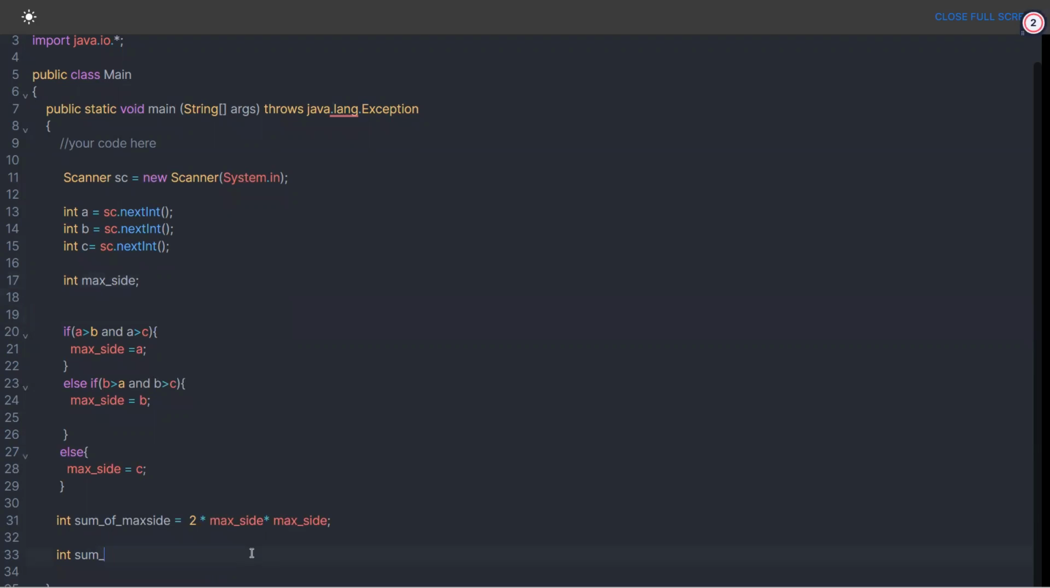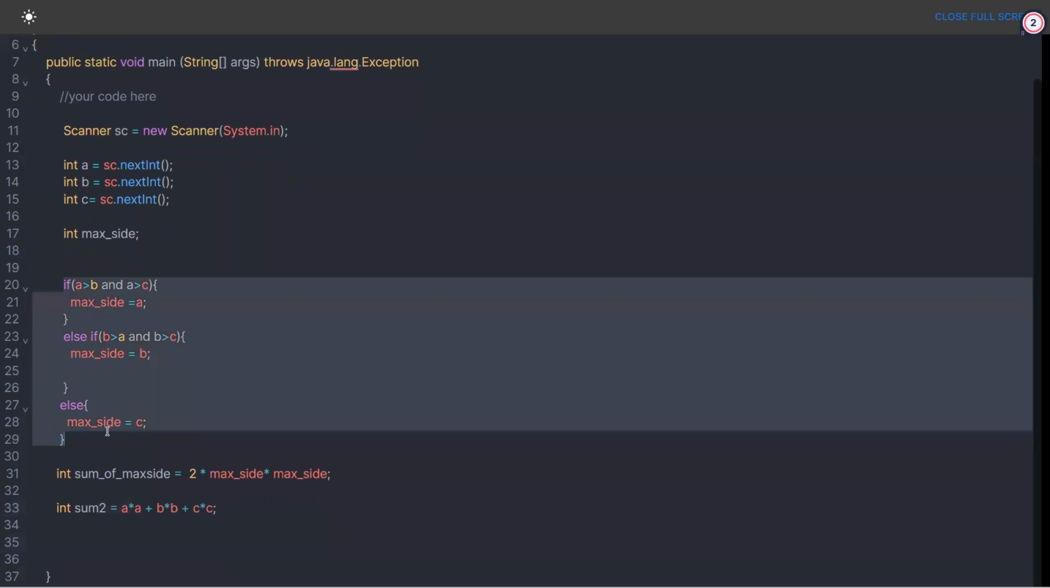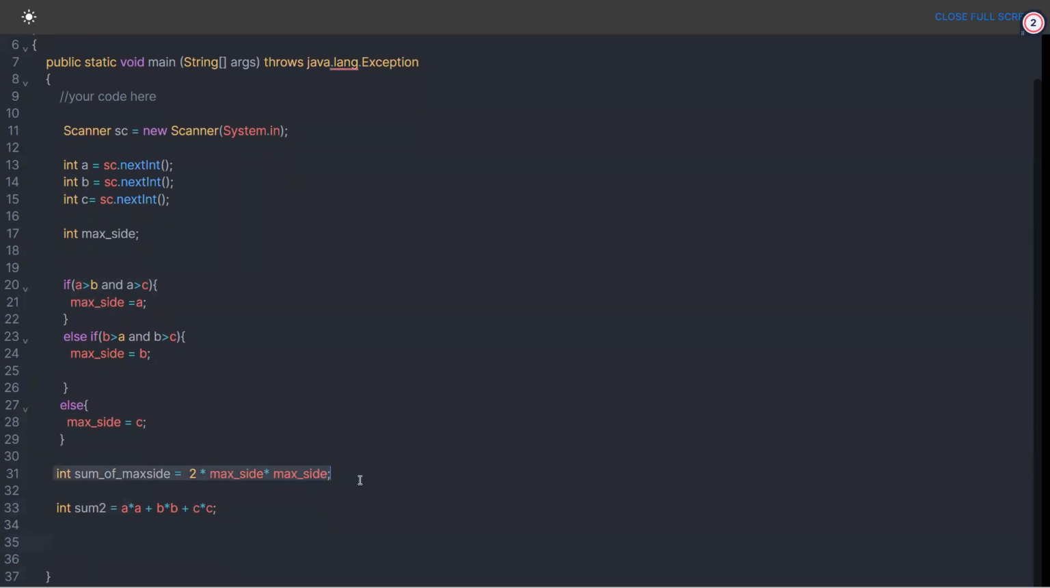So I'm calling it sum2. This is nothing but a into a plus b into b plus c into c. Now, your task 1 is done to find the max side. Your task 2 is done to calculate the sum of max side. Your task 3 is done to calculate the sum of square of all the numbers. Now, your last task will be, what is the relation between both of them?